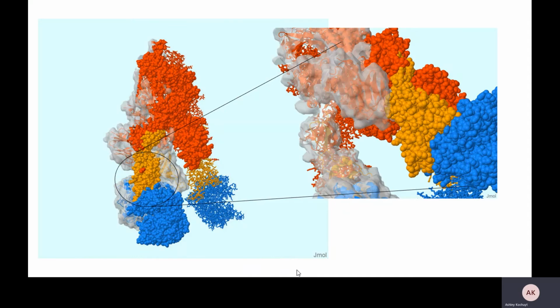As shown here, we can see how tightly the receptor binding domain is to the ACE2. The close proximity tells us that they are tightly bound together.